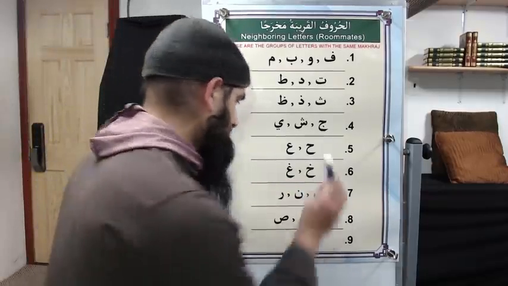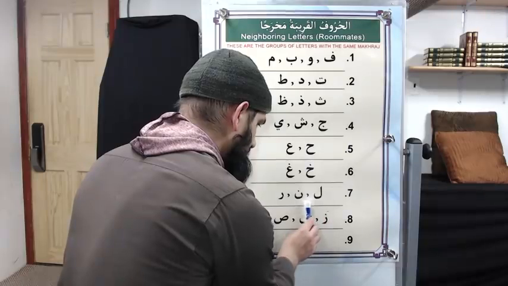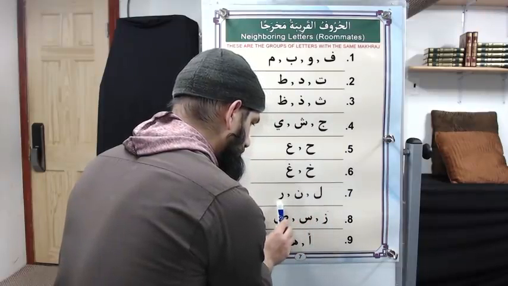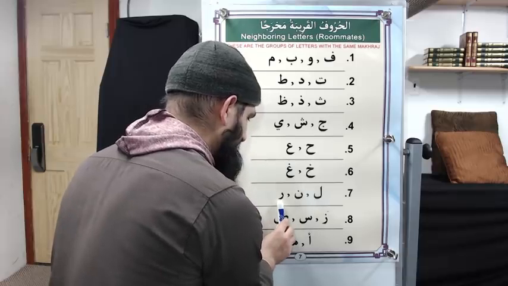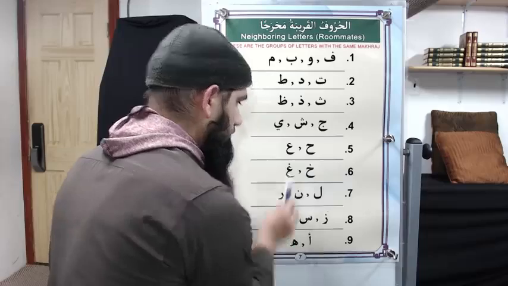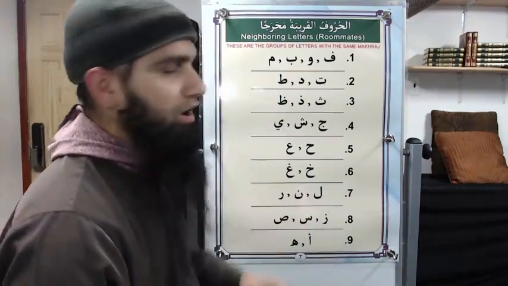Let's pronounce the letters. Lam, Noon, Ra. Raise the back of the tongue. Make it heavy. Ra, Ra. Lam, Noon, and Ra.